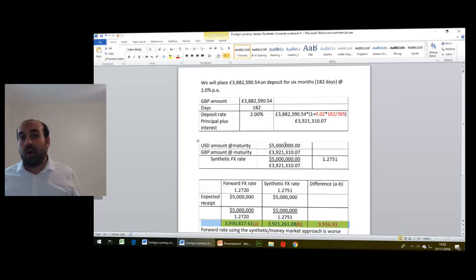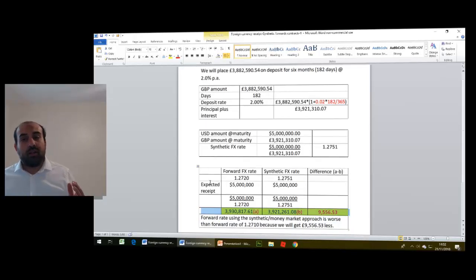3,921,310.07. We can calculate the effective forward rate, synthetic forward rate, by dividing 5 million US dollar receipt by sterling amount 3,921,310.07. The effective forward rate we have achieved is 1.2751. Now if we compare both rates to see which one is more effective, as you can see we have a forward rate of 1.2720 which was given to us, and the synthetic rate, effective forward rate, that we have established is 1.2751.